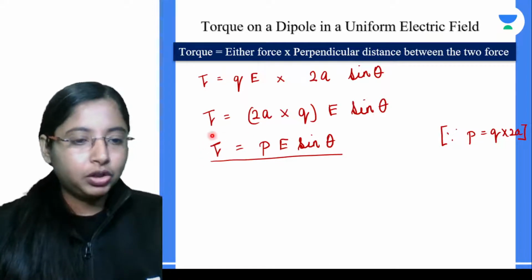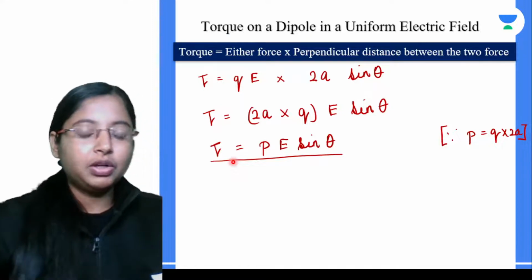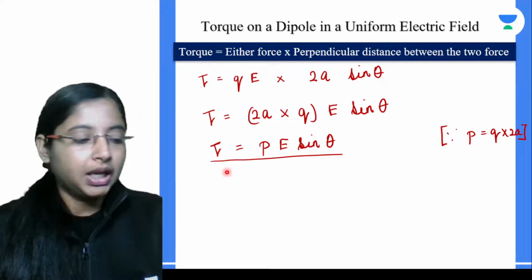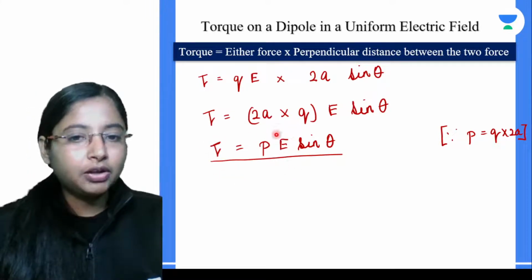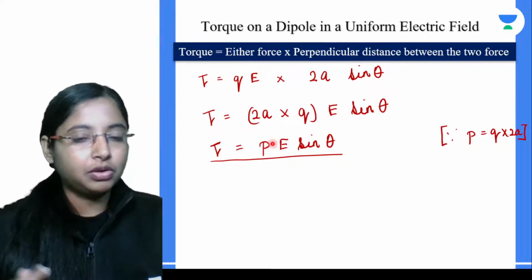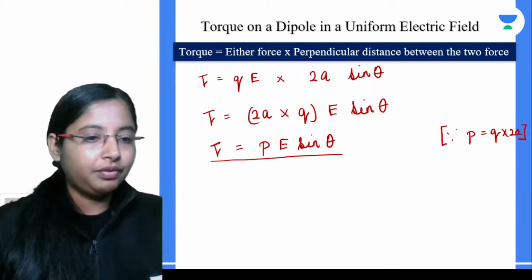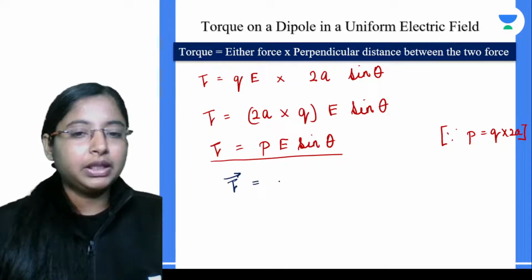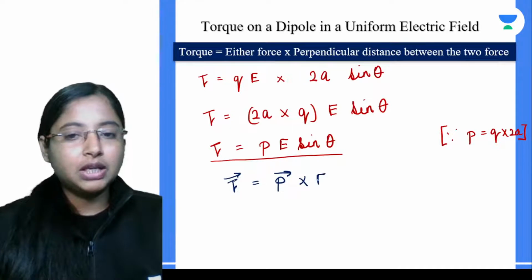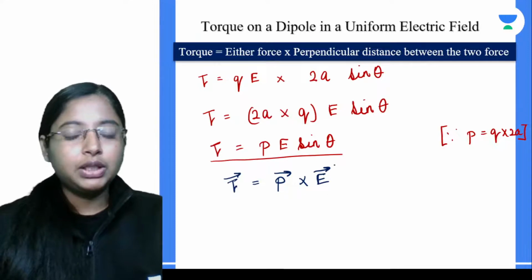Now when we are talking about torque, we are talking about a turning force. Force is a vector quantity, so we can give this as a vector equation. E is a vector quantity, and dipole moment P is also a vector quantity, and there is one more quantity, sine theta. So from here we know that the torque is equal to P cross E, because sine theta comes from the cross product.